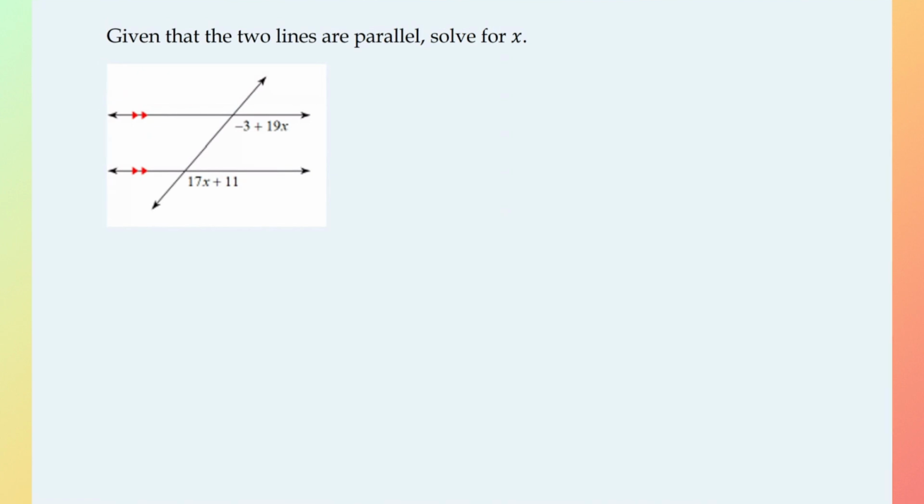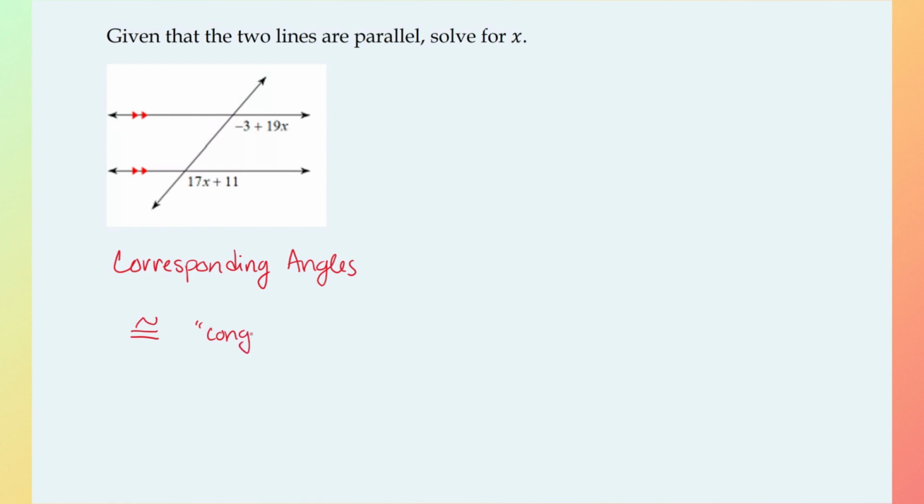Today we're going to be going over angles formed by parallel lines. So in our diagram here, we're given that the two lines are parallel and our goal is to solve for x. So when our lines are parallel, I want to look at what angles I'm given so I can figure out what their relationship is. In this case, these two angles are corresponding angles. They're in the same position of that intersection.